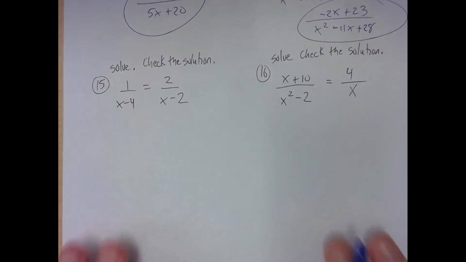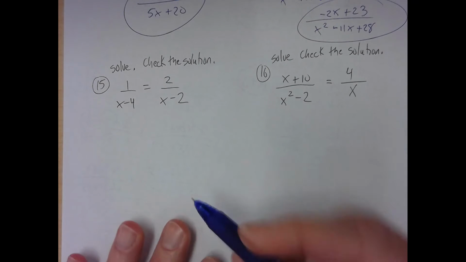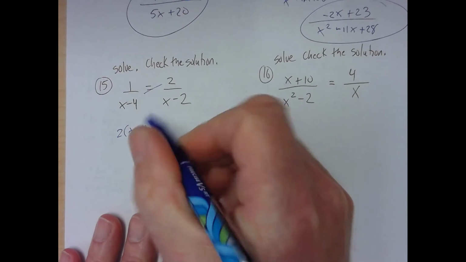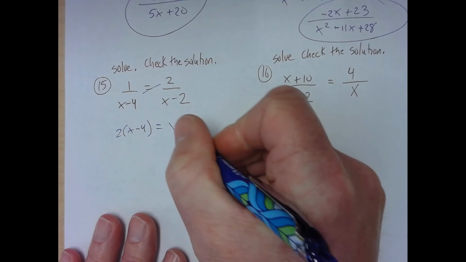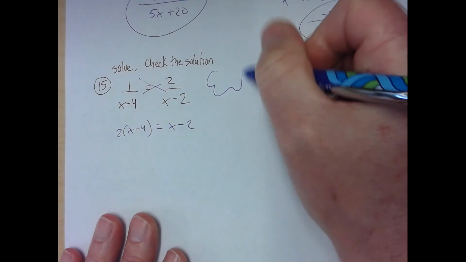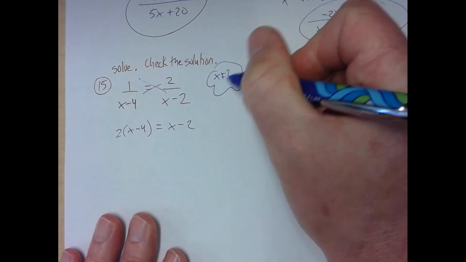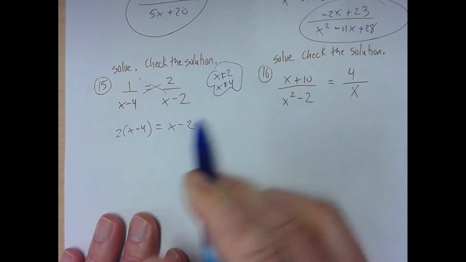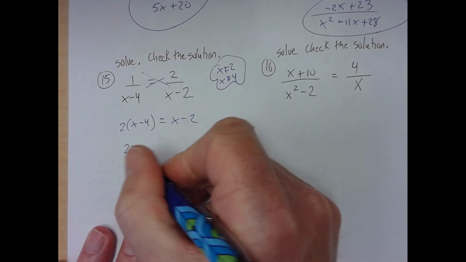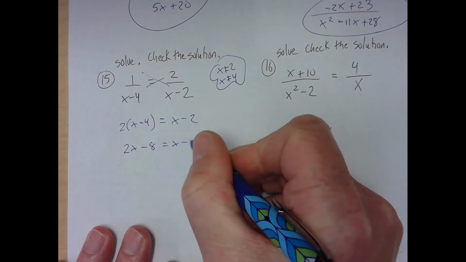Okay, now we're going to solve. These two problems here are pretty simple because we're just going to do the cross-multiplying situation. So this times this is 2 times x minus 4, and this times this would be just x minus 2, because 1 times anything is itself. When we solve this, x cannot be 2, x cannot be 4, because that would be division by 0 there. Distribute through. 2x minus 8 is equal to x minus 2.